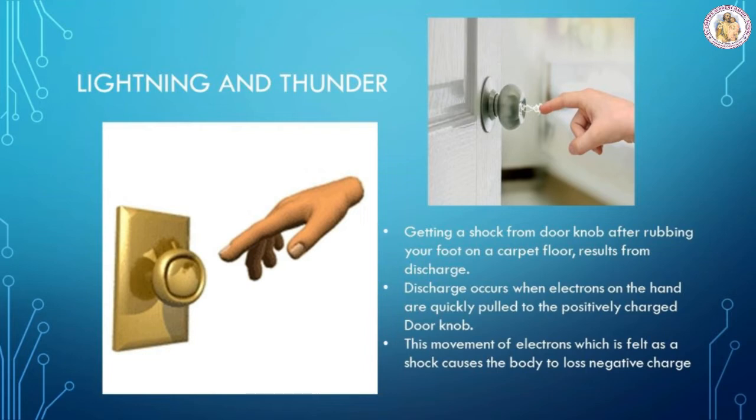The reason? Getting a shock from a doorknob after rubbing your foot on a carpet floor results from discharge. Discharge occurs when electrons on the hand are quickly pulled to the positively charged doorknob. This movement of electrons, which is felt as a shock, causes the body to lose negative charge. Electric discharge takes place in a medium, mostly gases. Lightning is another example of discharge that takes place in clouds. Come, let's see how the lightning is happening.